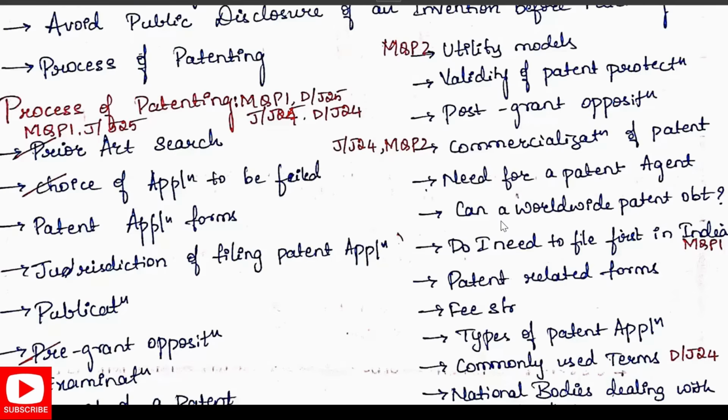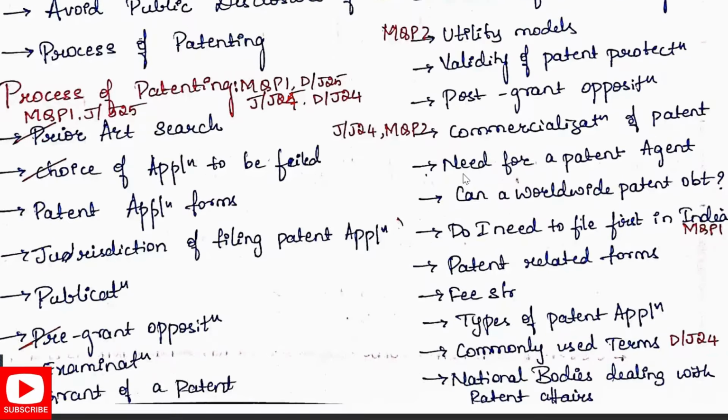Here the first topic comes the prior art of search and choice of application to be filled and patent application forms, jurisdiction of filling the patent application, publication, pre-grant opposition, examination, grant of patent, then validity of patent protection, post-grant opposition, commercialization of a patent, need for the patent agent, can a worldwide patent be obtained, do I need to file first in India, patent related forums, fee structure, types of patent application, commonly used terms in the patent, national bodies that is dealing with the patent affairs, and the utility models. So let's get started.